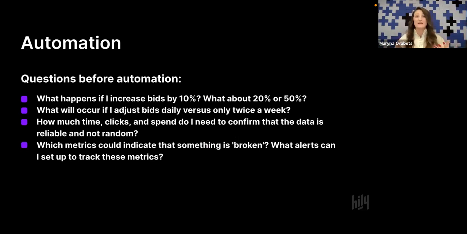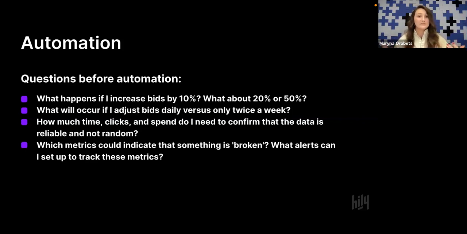The key rule of automation is to understand how your actions impact results before starting automation. You should answer questions like, what happens if I increase bids by 10%? What about 20 or 50? What will occur if I adjust bids daily versus only twice a week?